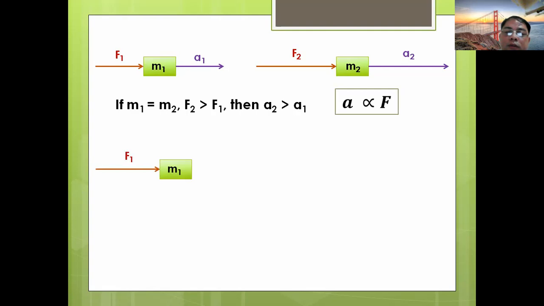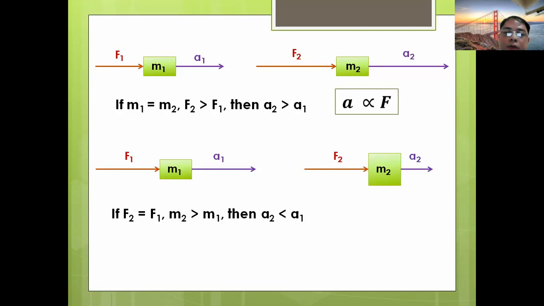Now, if we will try to consider another factor, and this time mass: mass number 2 is greater than mass number 1. And if we apply the same amount of force, if F1 and F2 are of equal magnitude, but masses M2 and M1 are not the same, M2 being larger than M1, the acceleration will now become different also.